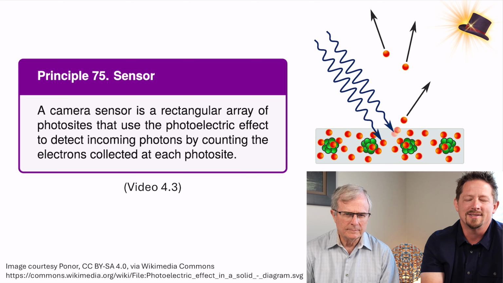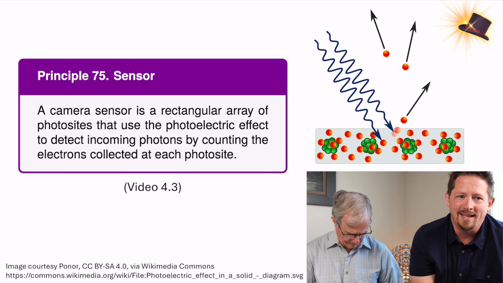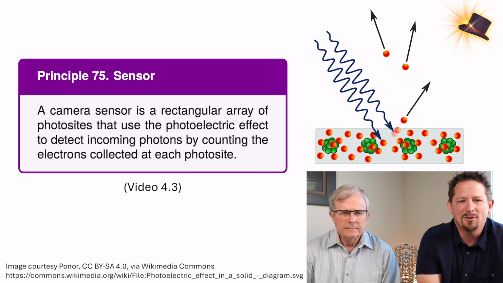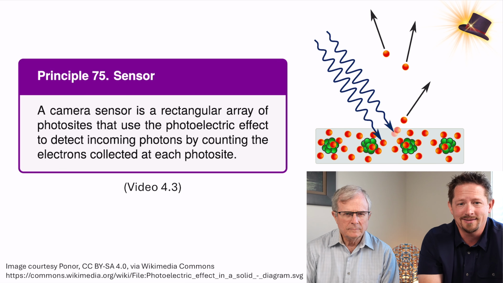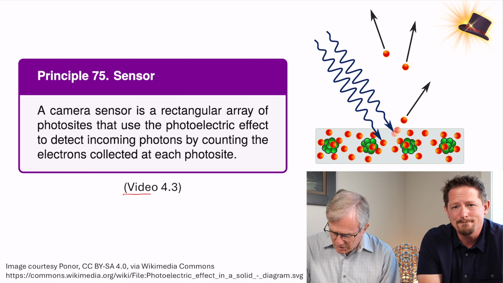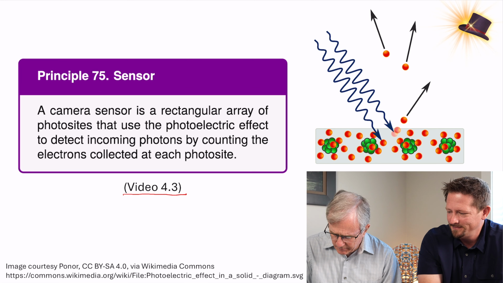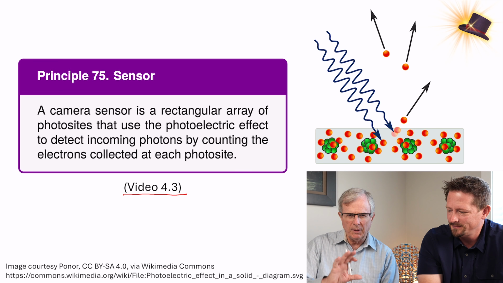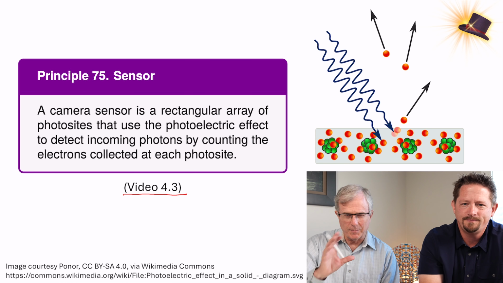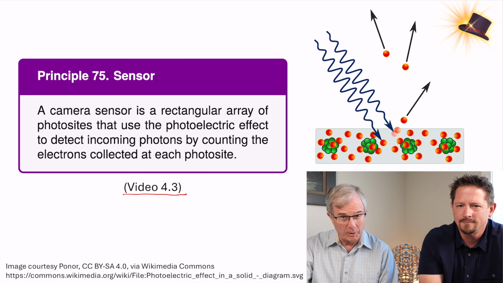Principle 75, sensor. A camera sensor is a rectangular array of photosites that use the photoelectric effect to detect incoming photons by counting the electrons collected at each photosite. Video 4.3 is where we introduced the photoelectric effect. We talked about Einstein's contribution. He got the Nobel Prize for it.